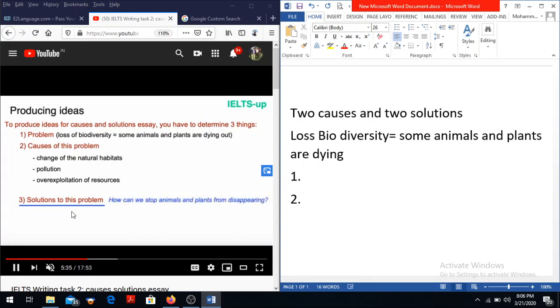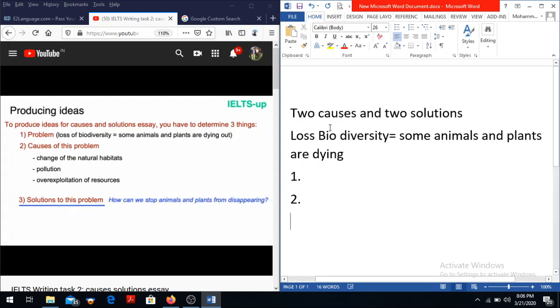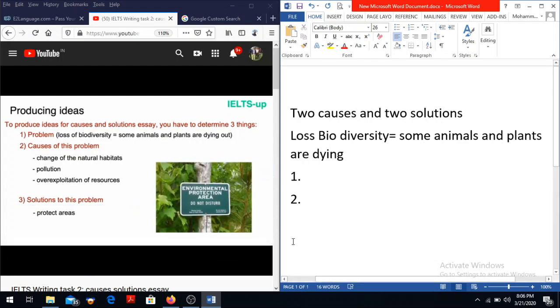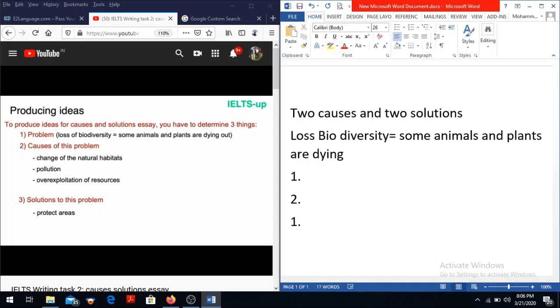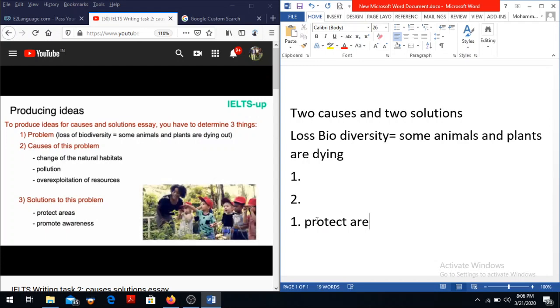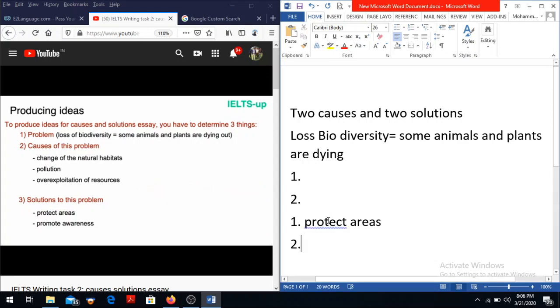So now let's go for the solution of the problem, how we can stop animals and plants from disappearing. One is protected areas, that can be one way. And then promote awareness.